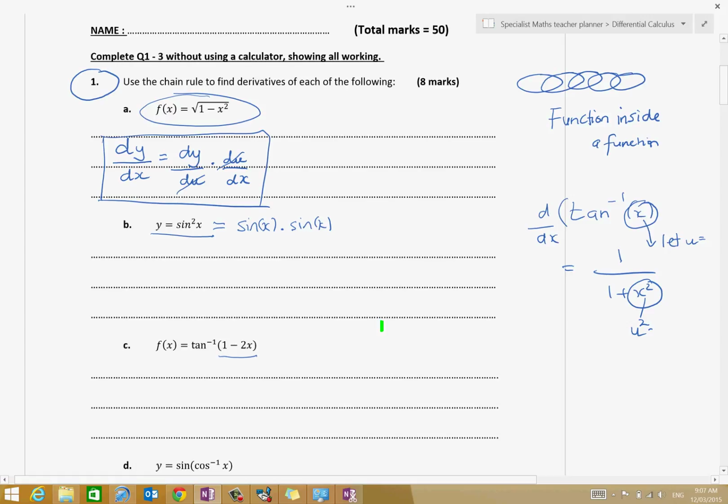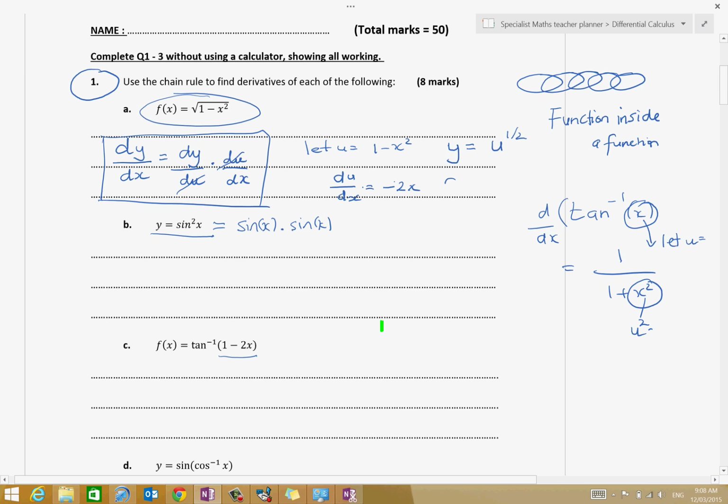So now the function which is inside another function, we always let equal u. So we're going to let u equal 1 minus x squared. And then you set it out like this, where du dx, or u dash if you like, but we'll keep it in this mode here. Du dx is equal to minus 2x. Therefore, y, though, is not equal to 1 minus x squared to the power of a half. It is u to the power of a half.